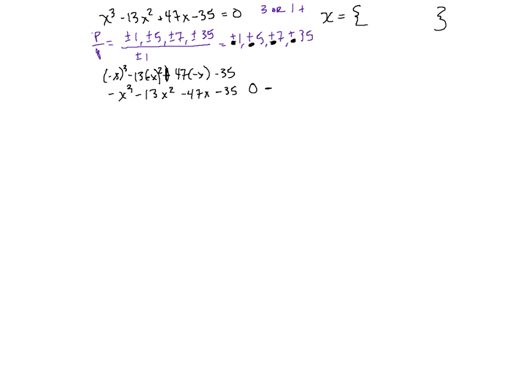Synthetic division. So 1. We have 1, negative 13, 47, negative 35. Bring down, multiply, bring down, multiply. 35, 35, bingo. Oh, that feels so satisfying after the last one. Okay, so here's what we have found. We have found so far that 1 is in the solution set.